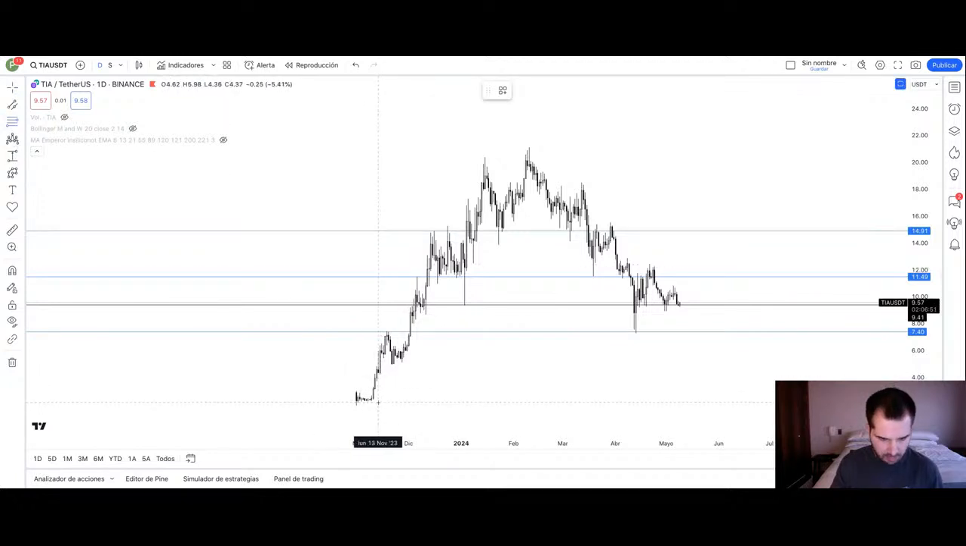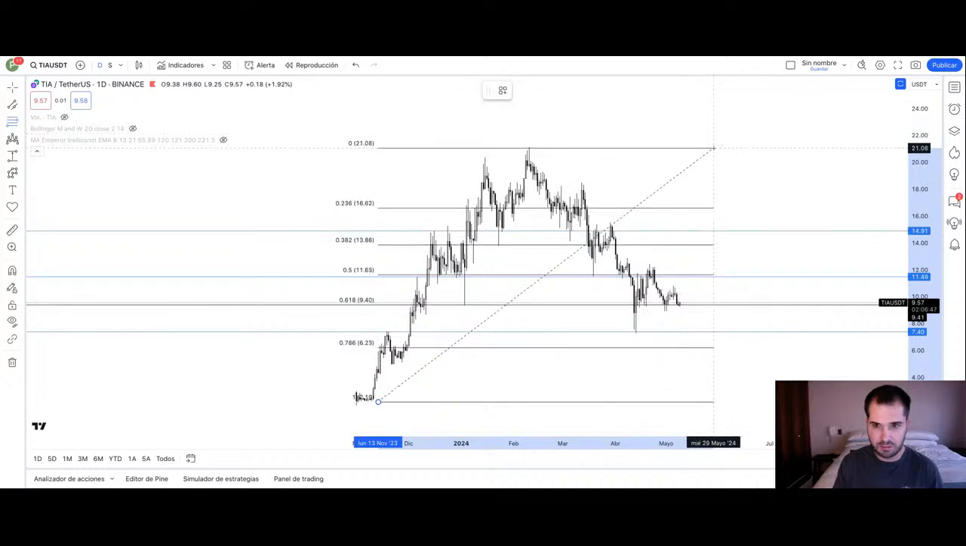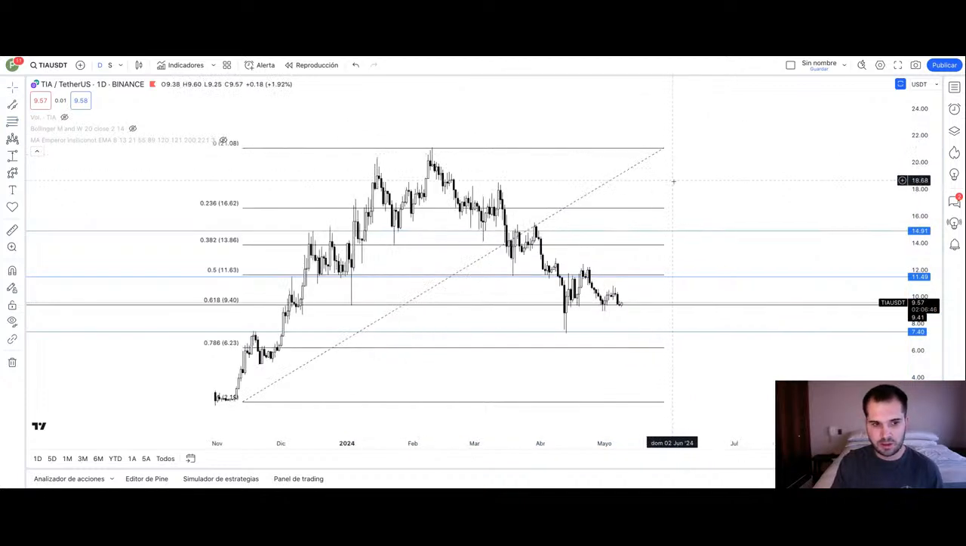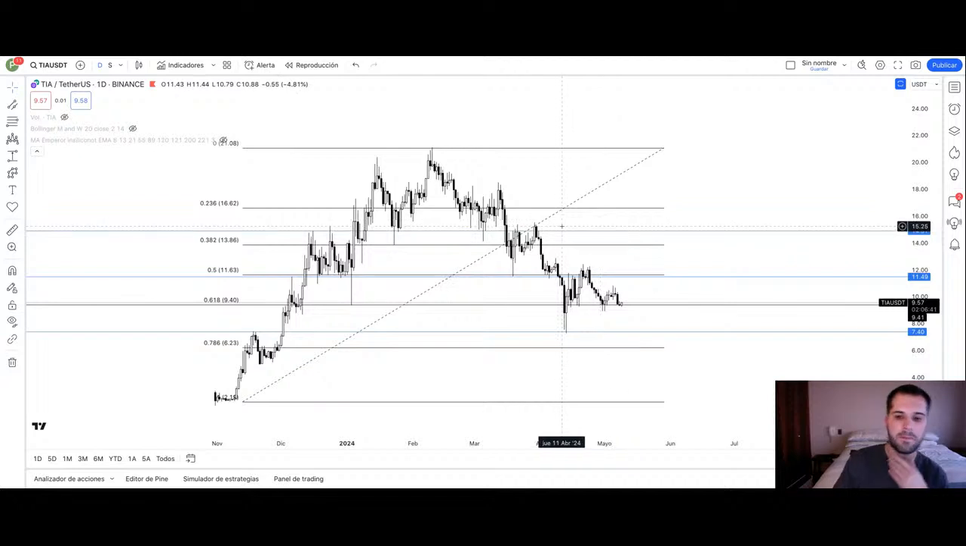And if we go from low to high on the Fibonacci retracement, you can see it coincides with the 0.618 Fibonacci retracement level. So this could be a good area to have some reaction to the upside.